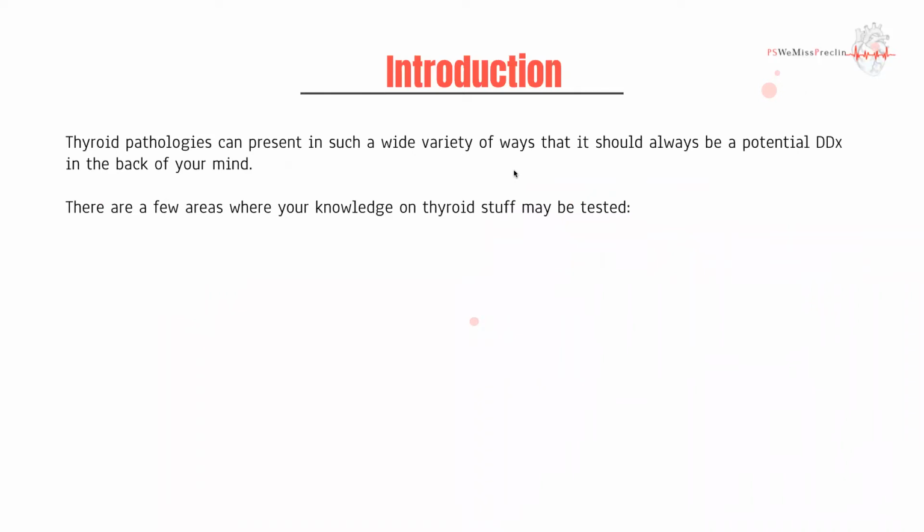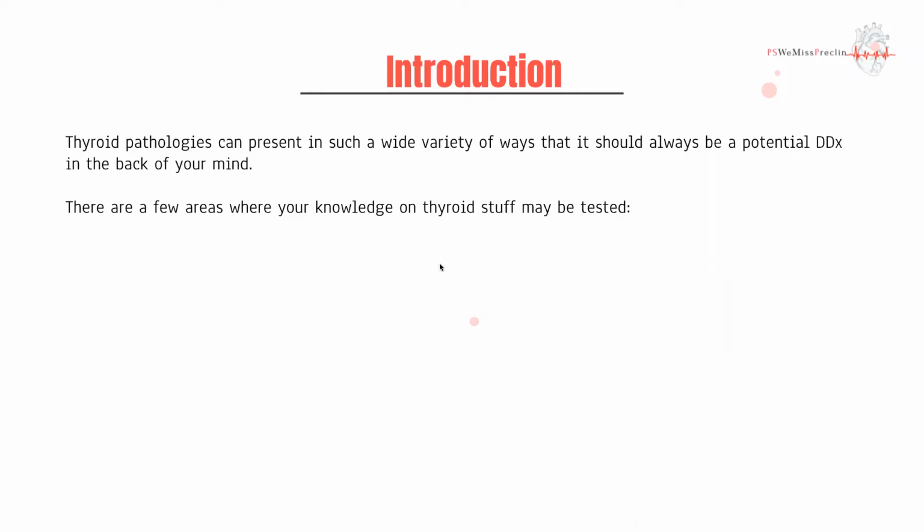So what's important to know when it comes to thyroid pathology is just how widely they can present. It's one of those things that you'd always keep in the back of your mind when you have vague presentations or you can't really come to a differential. Always consider, could this be a thyroid issue?